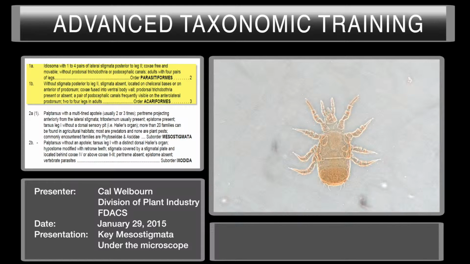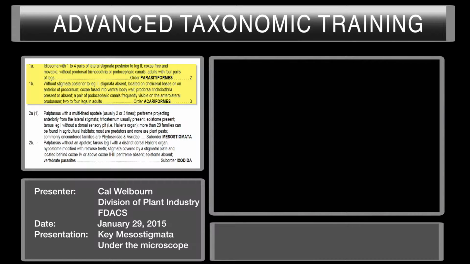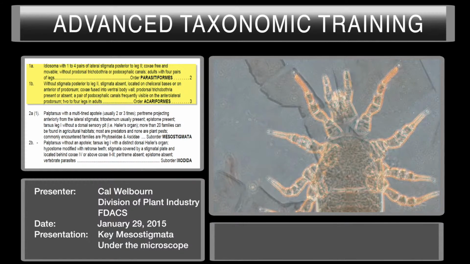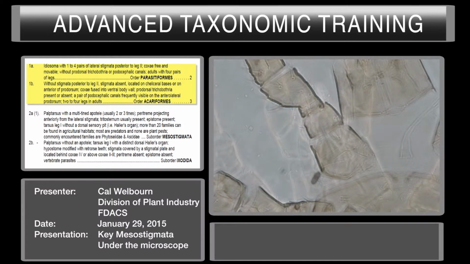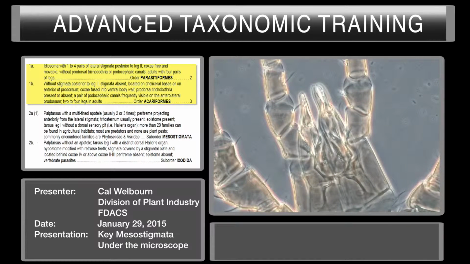So we have a mite here, and I'm going to go to a higher power so we can see more details. We're doing the Ascid. Okay, we have it now, we're under 40x, and first couplet: idiosoma with 1 to 4 pairs of lateral stigmata posterior to leg 2, coxae free and movable, without prodorsal trichobothria or podocephalic canal, adults with 4 pairs of legs. And in the large magnification view, we saw where there's 4 pairs of legs.